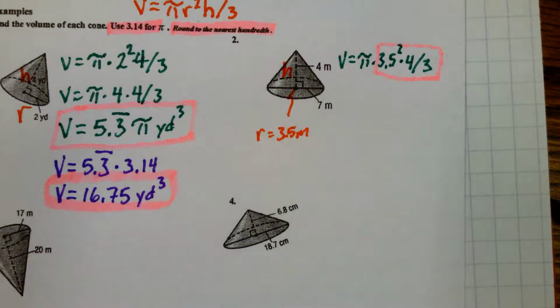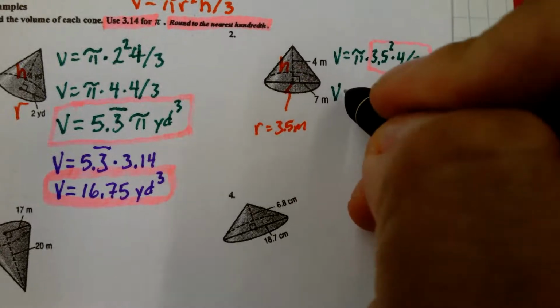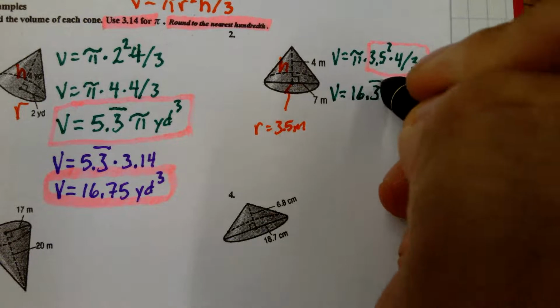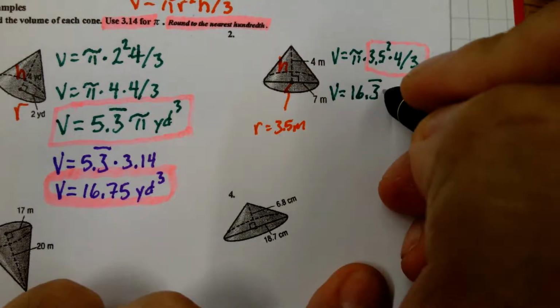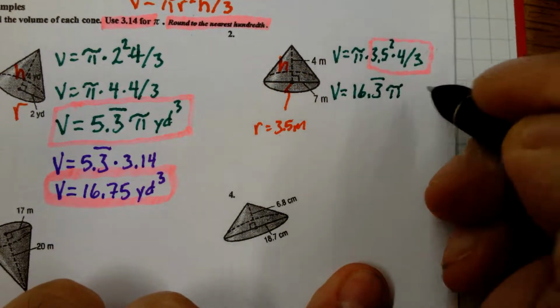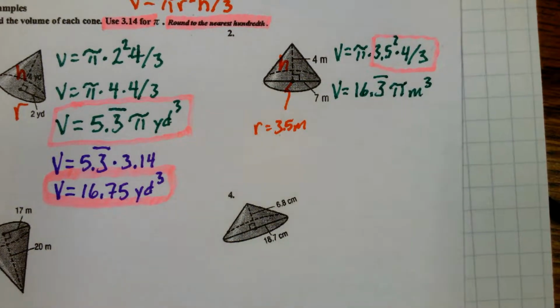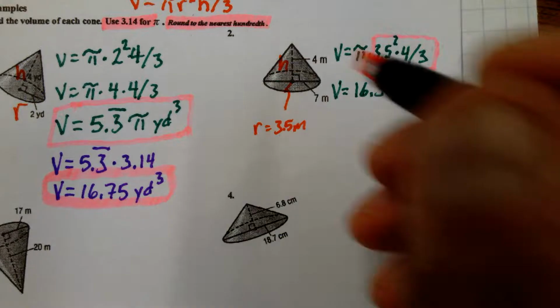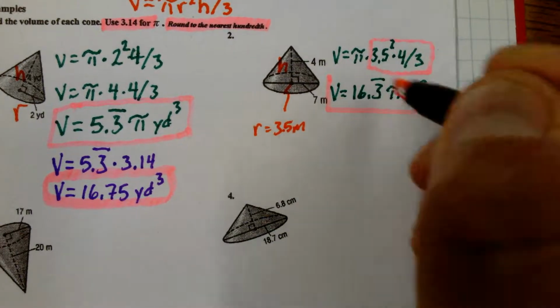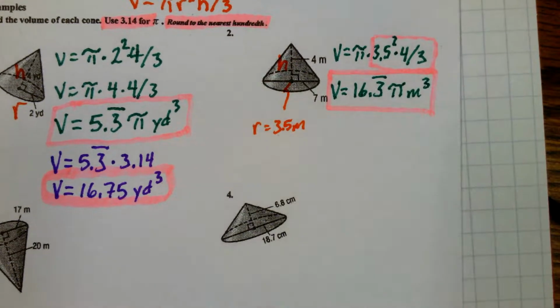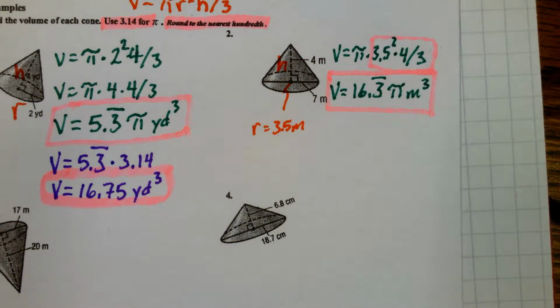So my answer is 16.3 repeating pi. And this is cubic meters. That is the volume there.